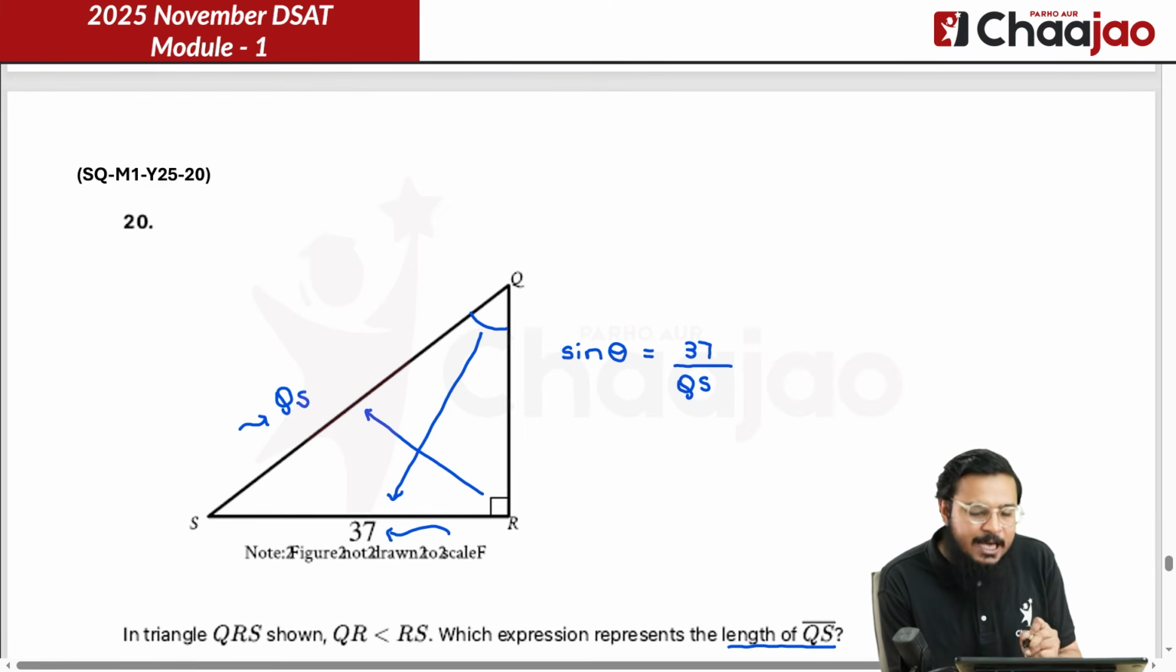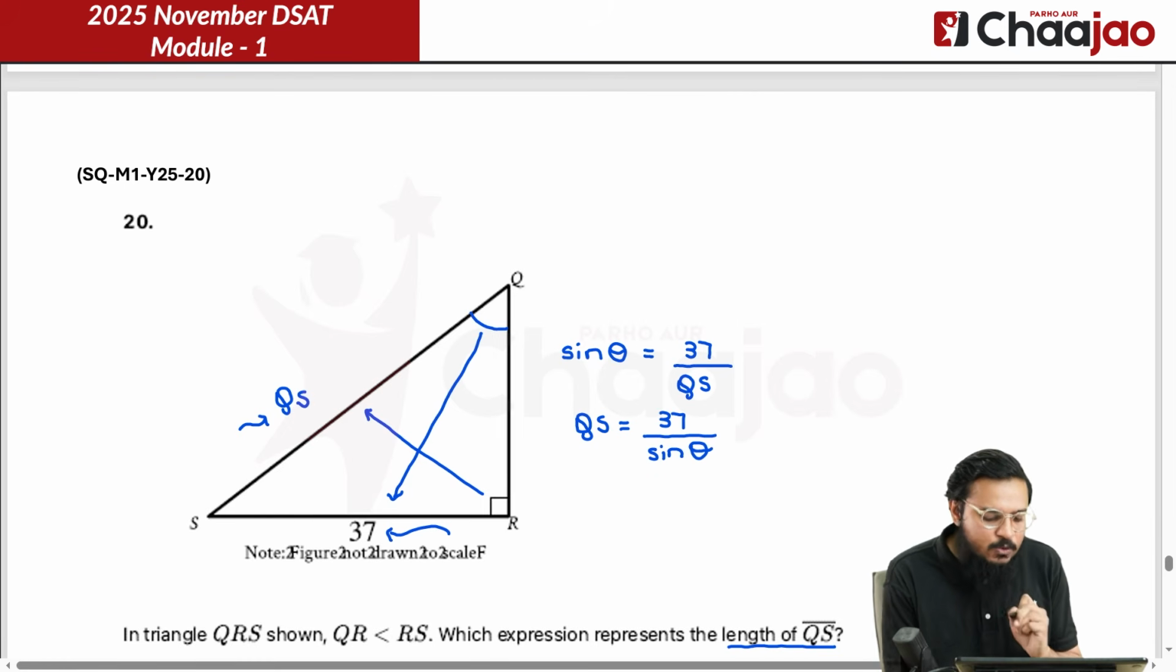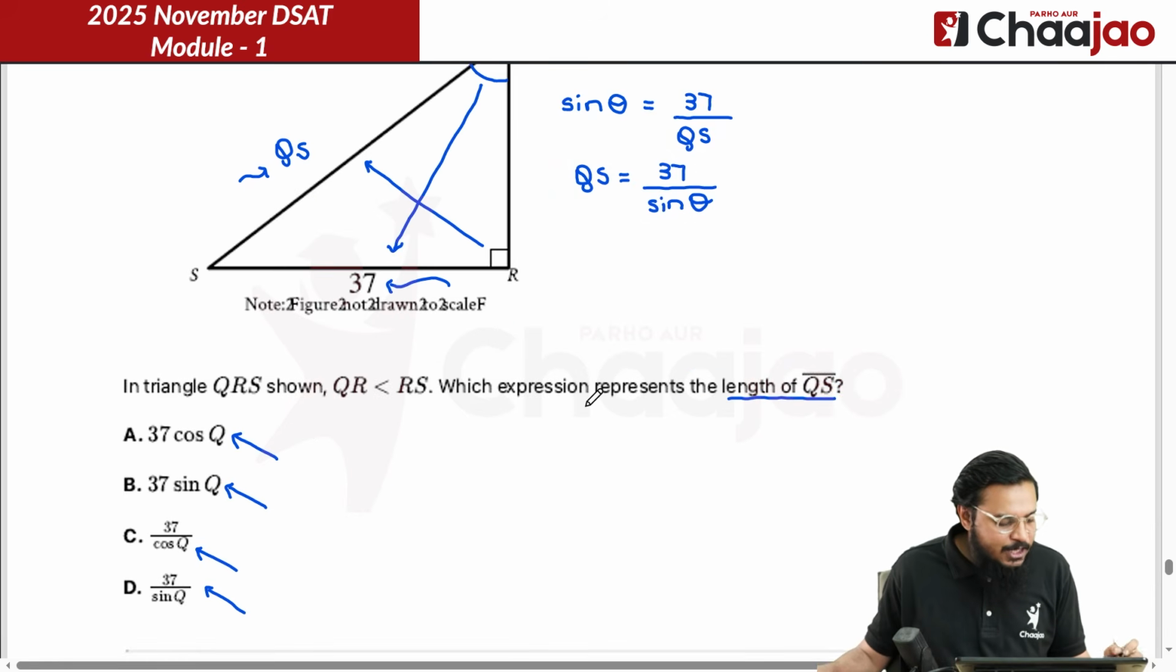If you multiply both sides by QS and then divide both sides by sine Q, you will create this algebraic equation. QS is coming out as 37 divided by sine Q. So that should be the value of QS. And this is perfectly mentioned in answer option D, 37 divided by sine Q. That will be the right answer for this question.